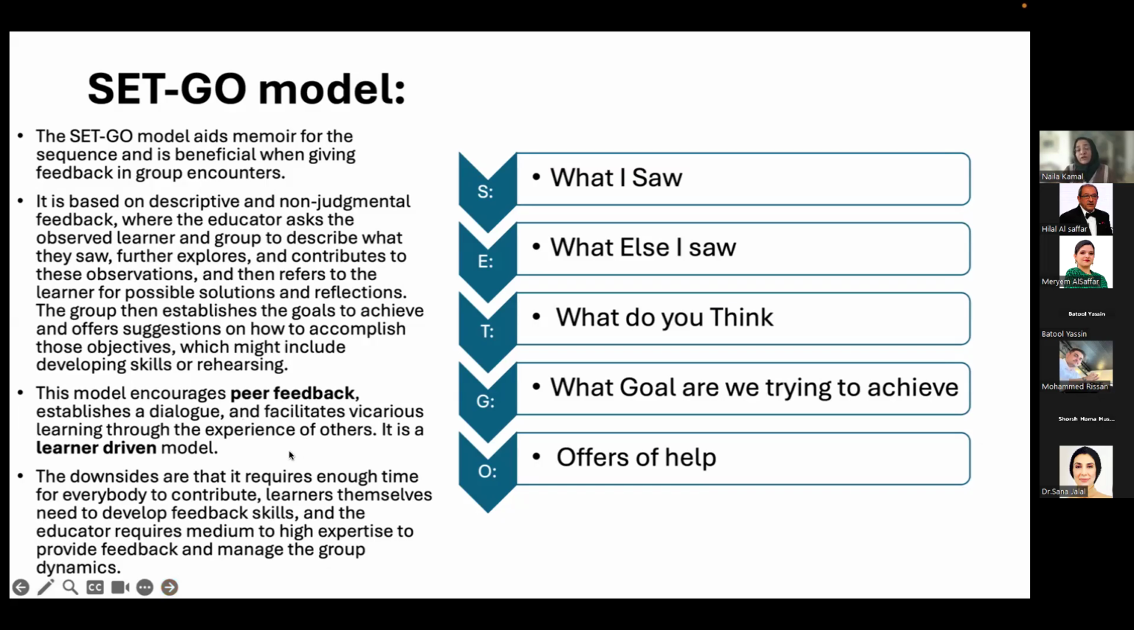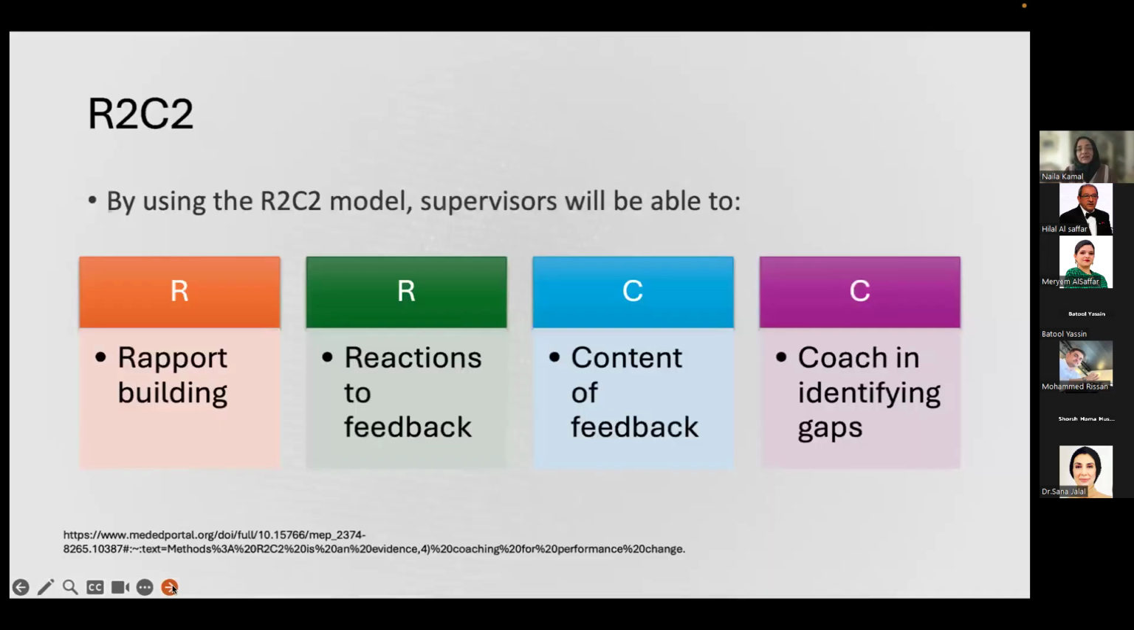It's good for even peer feedback. And it's very learner driven. It's not one-sided, like the micro feedback systems where it is educator driven, but that has its own advantage of being done in certain scenarios.